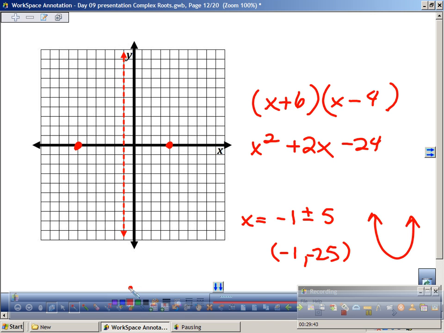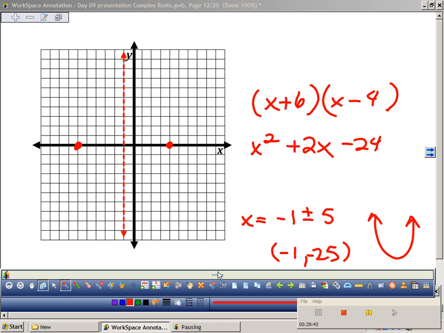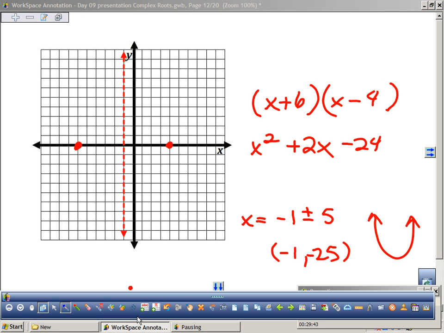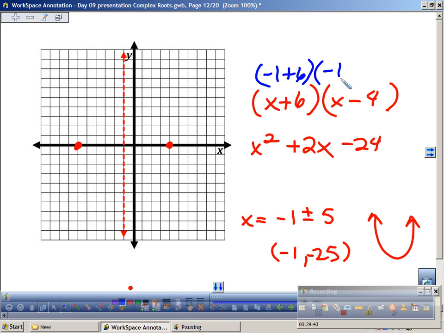So check this out. How would you normally find the vertex? What would I plug in? I plug in my x, right? My x is negative 1. My axis of symmetry is negative 1. So if I put negative 1 plus 6, this is how you'd normally do it. Negative 1 minus 4, isn't that positive 5 times negative 5, which is negative 25.